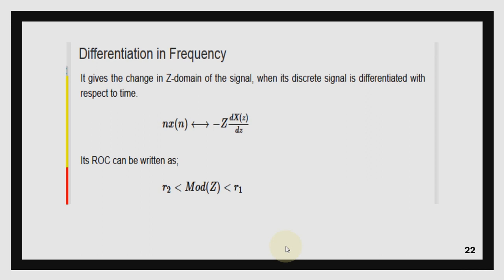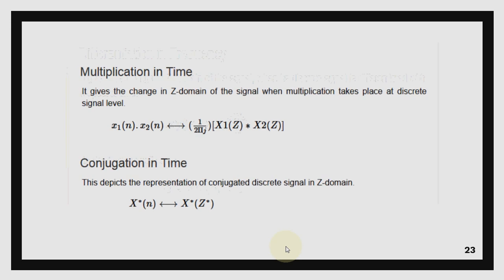Differentiation in frequency. It gives the change in the z domain of the signal when the discrete signal is differentiated with respect to time. So n x(n) is equal to minus z dX(z) divided by dz, and the ROC is R2 less than mod of z less than R1.